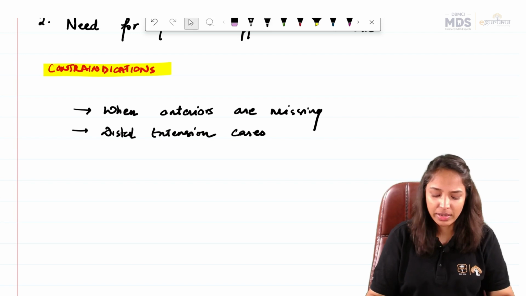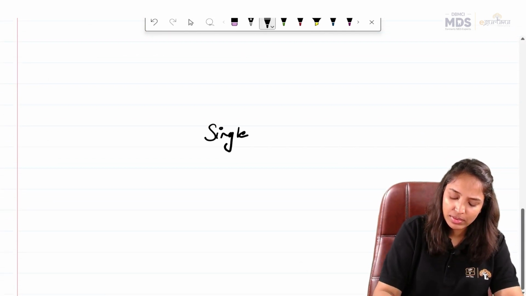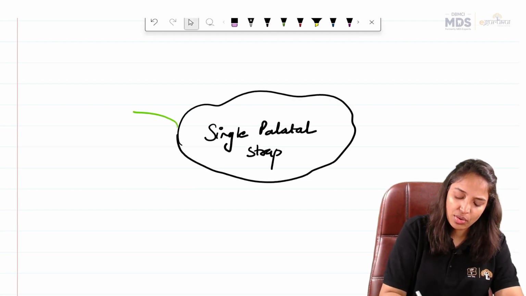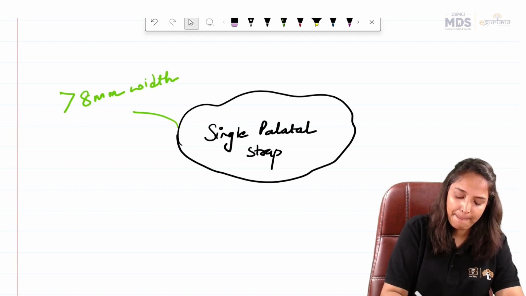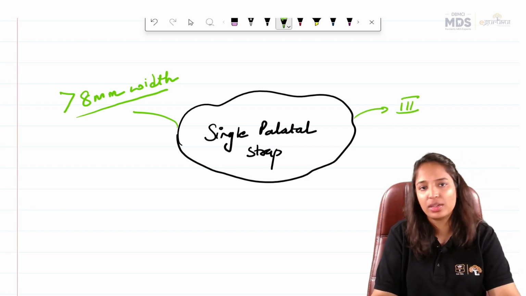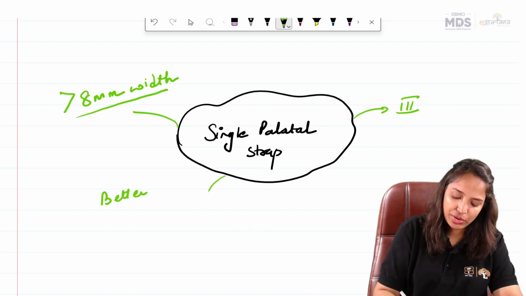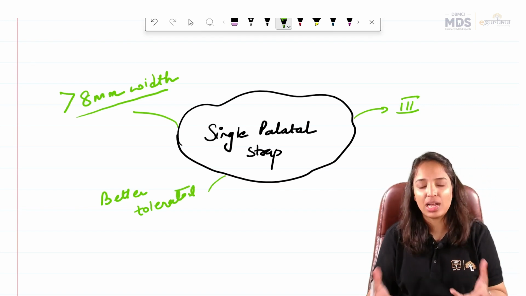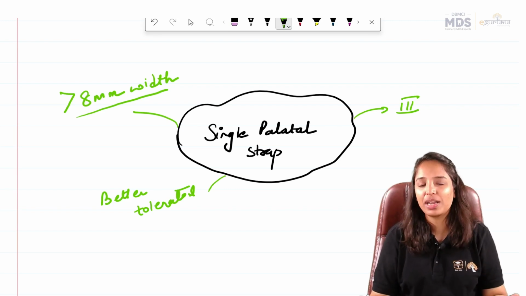So all in all, if we now revise, a single palatal strap is always greater than 8 millimeters in width and used for Kennedy class 3 situation. Contraindications are the same and better tolerated than your bar, right? So the key points are listed over here. So this is your single palatal bar and your single palatal strap.